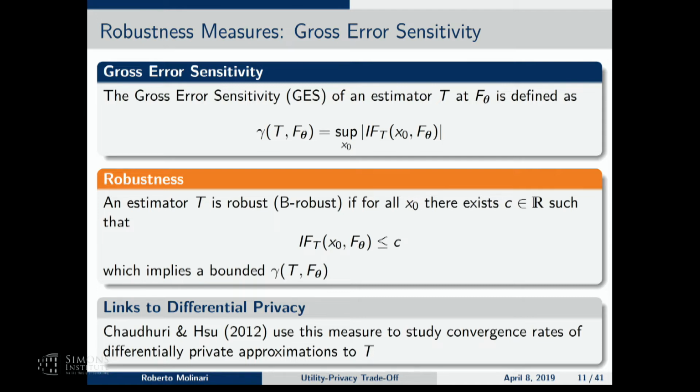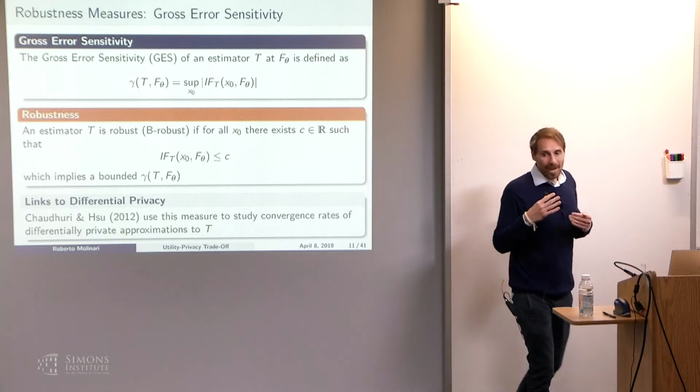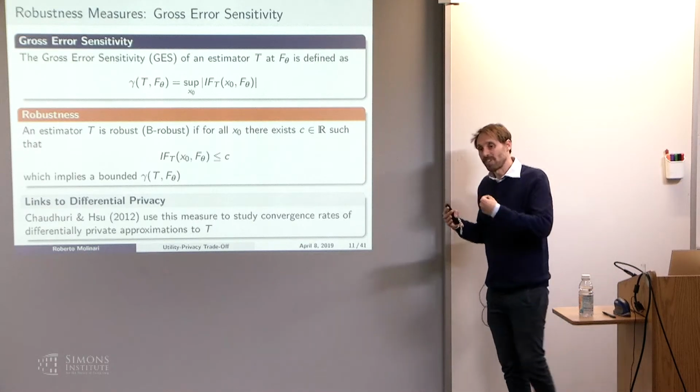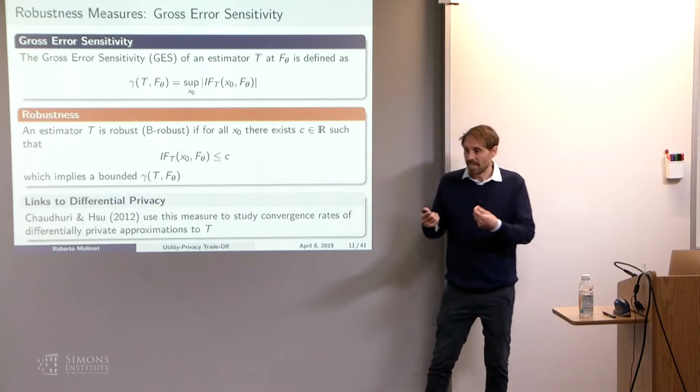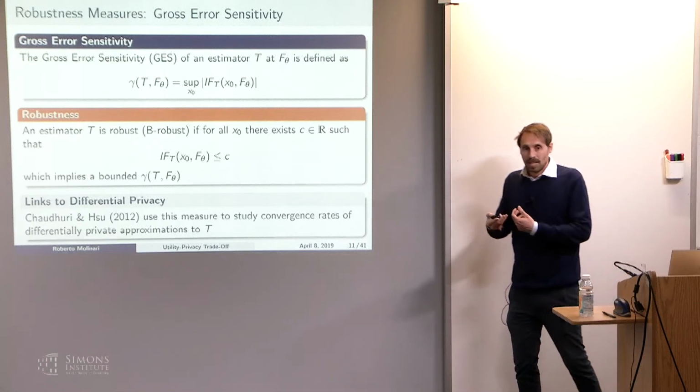This gross error sensitivity was actually used in a paper of Chaudhuri and Hsu in 2012 as a way to study the convergence rate of differentially private approximations to estimators. So that's one of the connections to differential privacy. You can see this as measuring the maximum amount of influence that one observation can have on my estimator, interpreted as an algorithm.